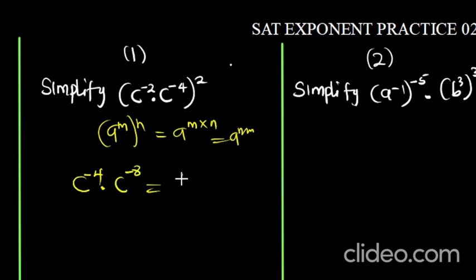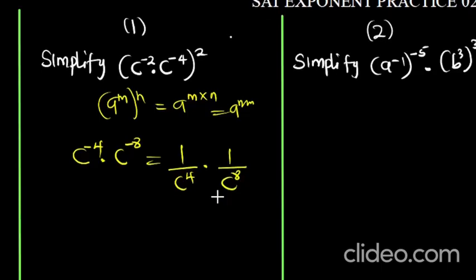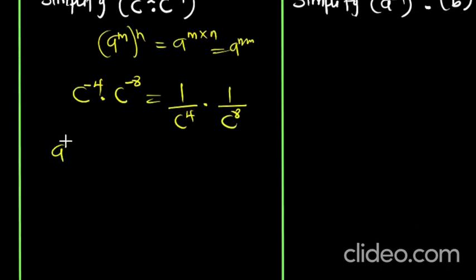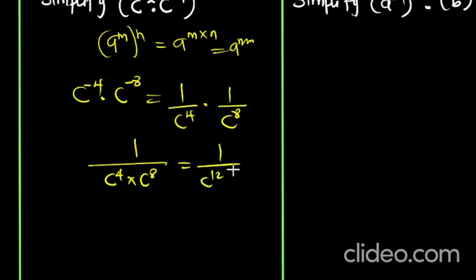This is the same as 1 over c to the power of 4, then 1 over c to the power of 8. Okay, don't forget a to the power of negative n is equal to 1 over a to the power of n. That is what we just applied here to get to this point. Now this becomes 1 over c to the power of 4 multiplied by c to the power of 8. Same base, add the powers. 1 over c to the power of 12 is the final answer.